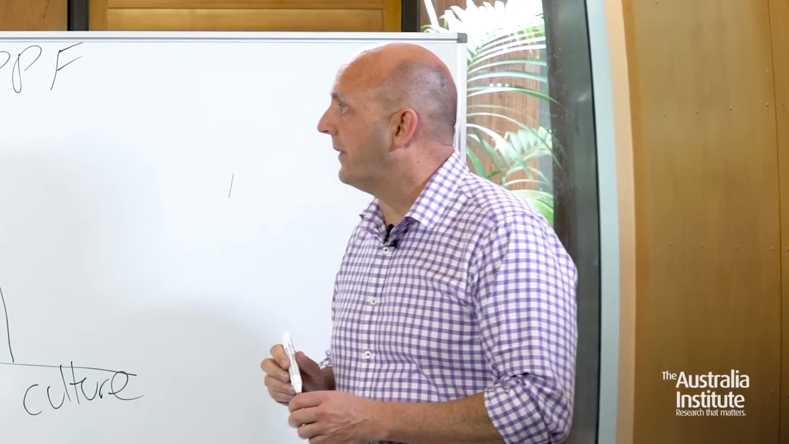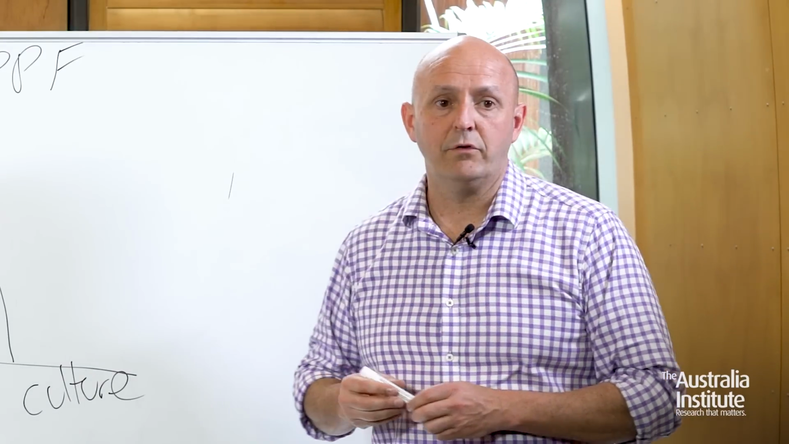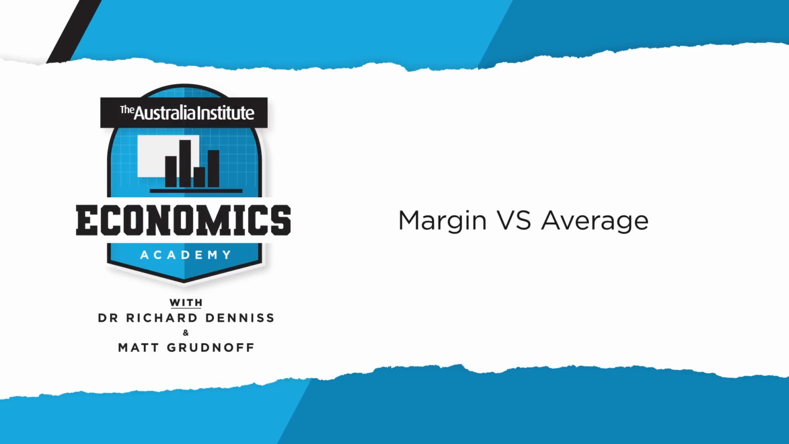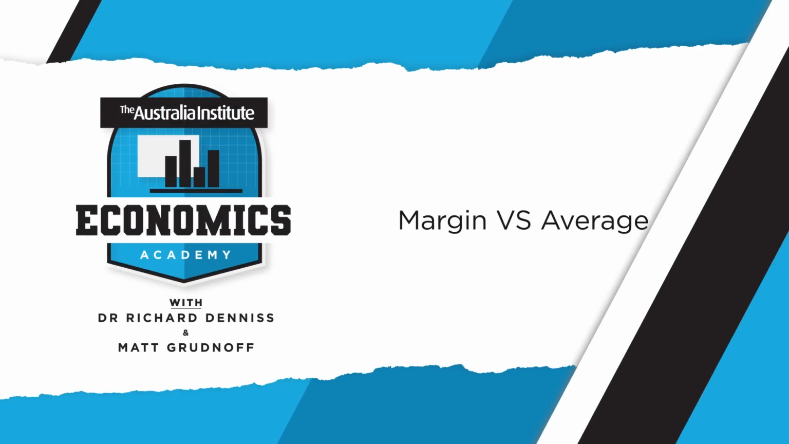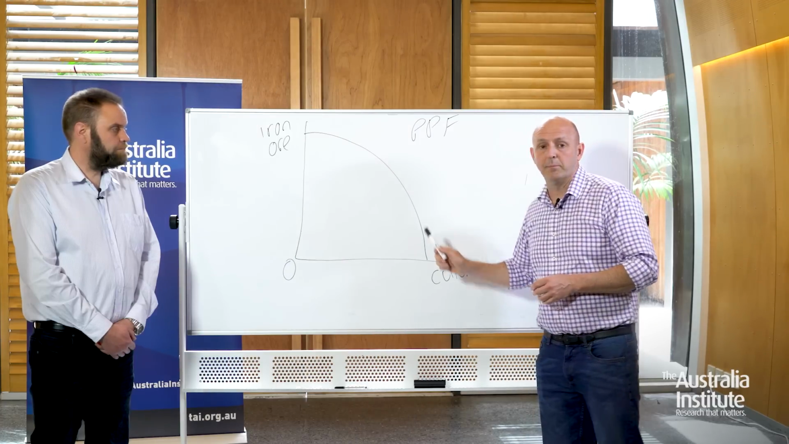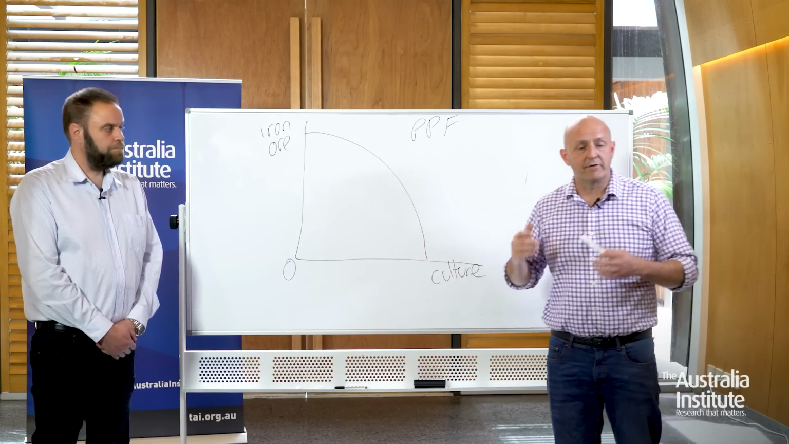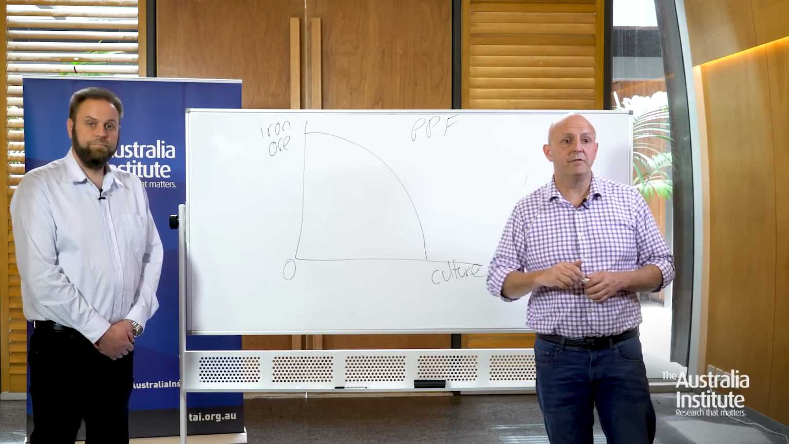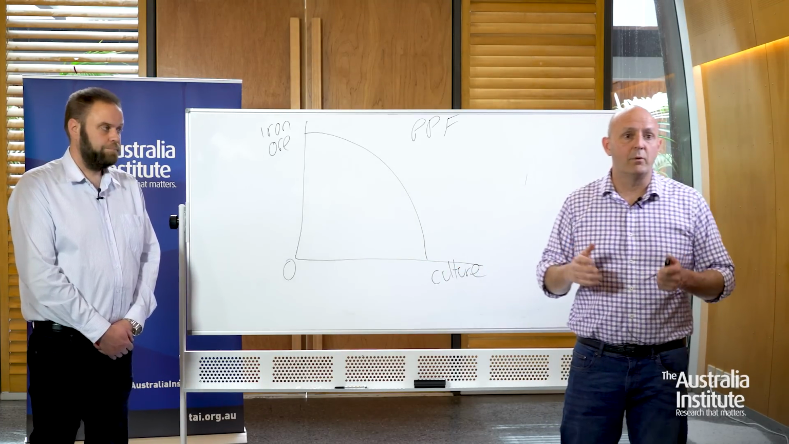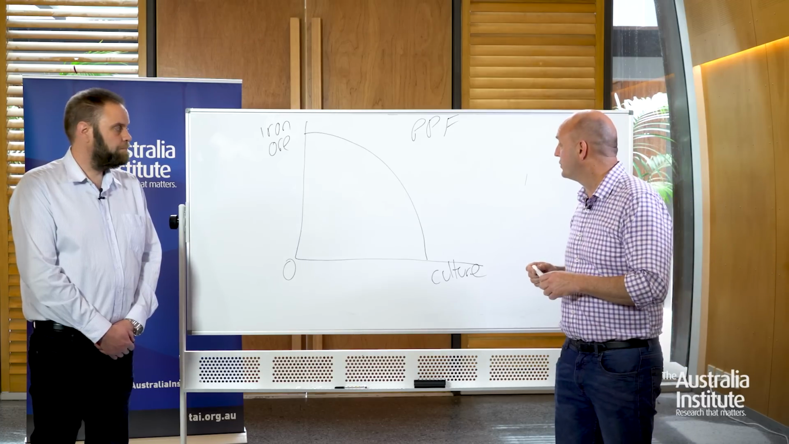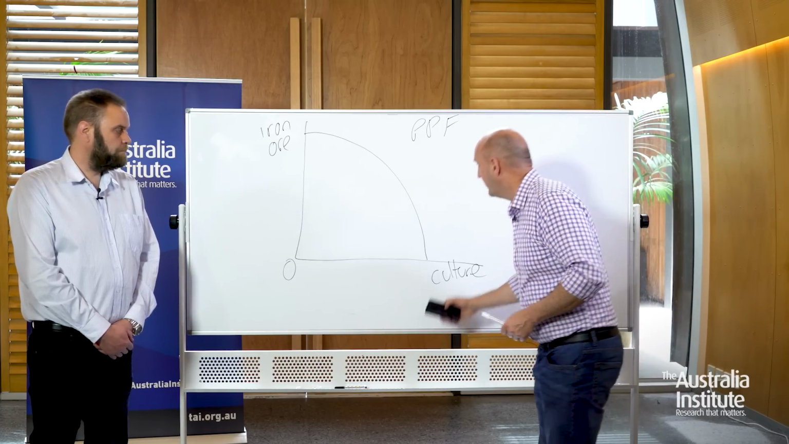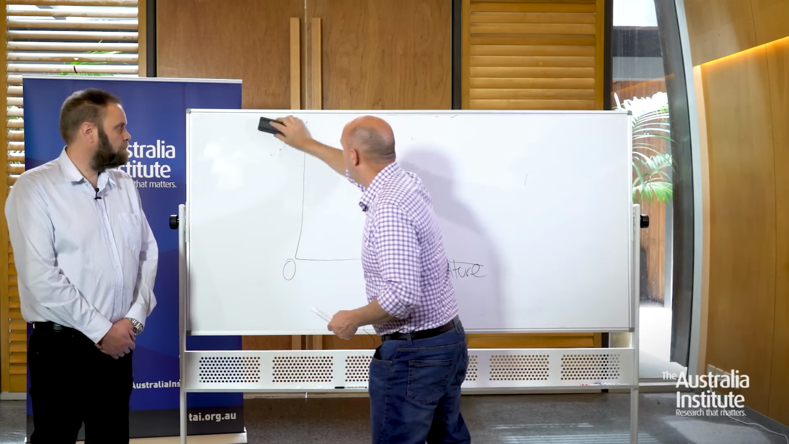Now, let's talk about the difference between marginal cost and average cost. This is a very weird concept, but it's a very important concept, and when we start to apply our production possibility frontier, when we start to apply this to our cost-benefit analysis, we need to also have this idea of the marginal cost and marginal benefit in our heads. So Matt, what's marginal mean?